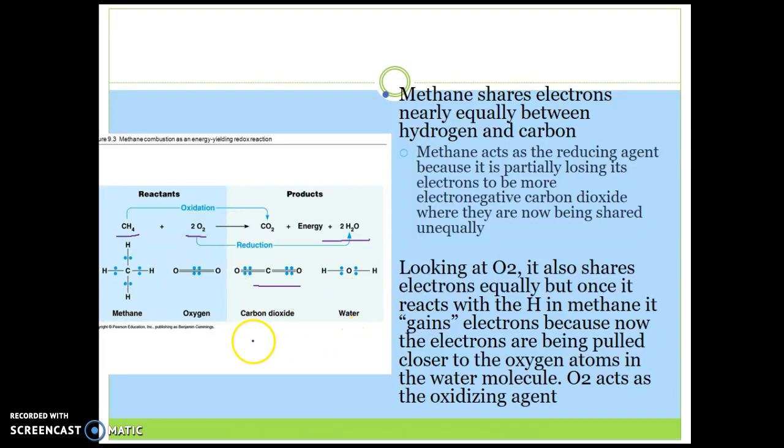And then looking at the O2, it shares the electrons equally, but once it reacts with the H in the methane, it actually gains electrons, and the electrons are now pulled closer to the oxygen atoms. That's pretty common. We know oxygen is more electronegative than hydrogen. So O2 acts as our oxidizing agent.